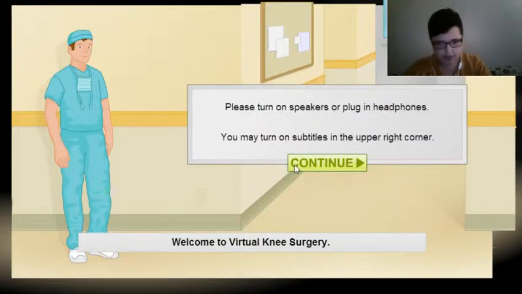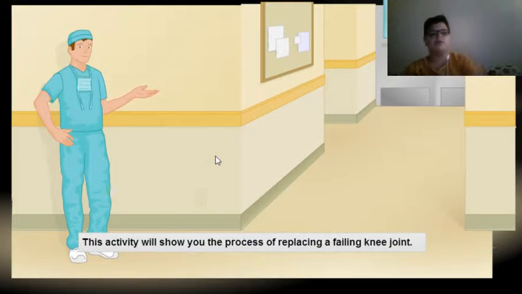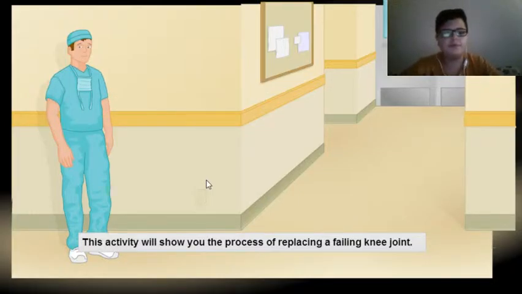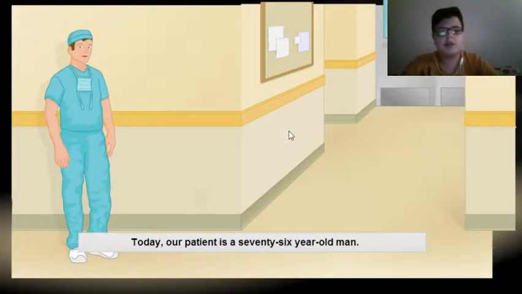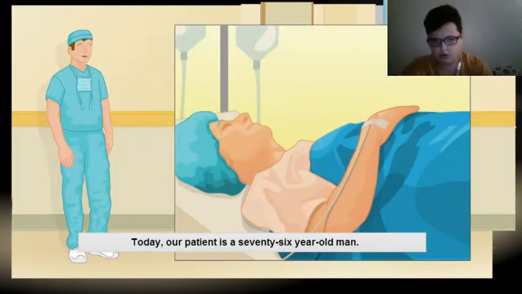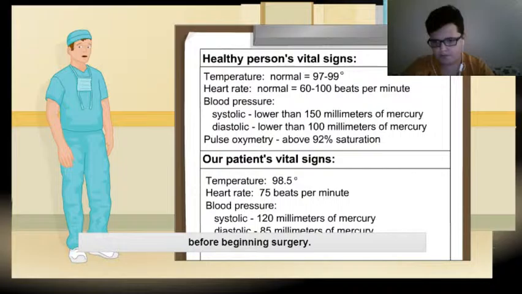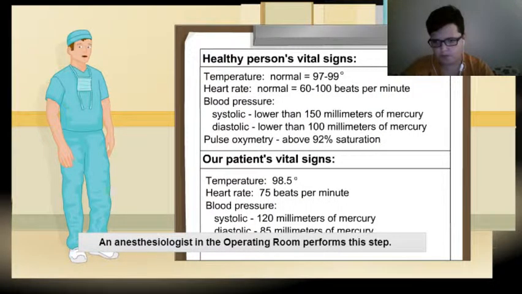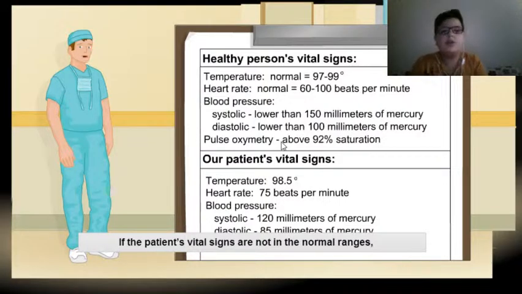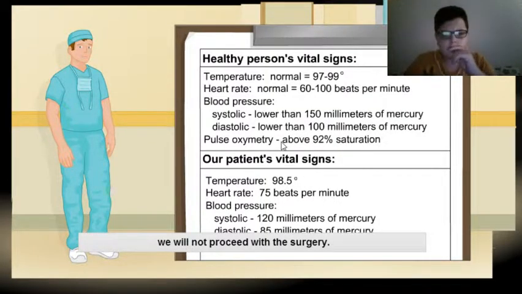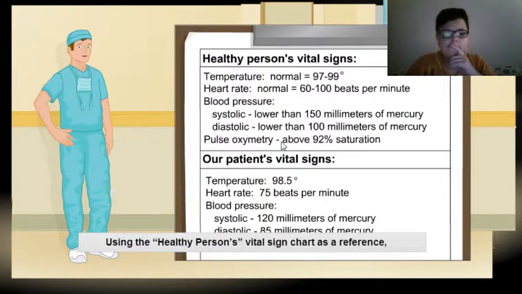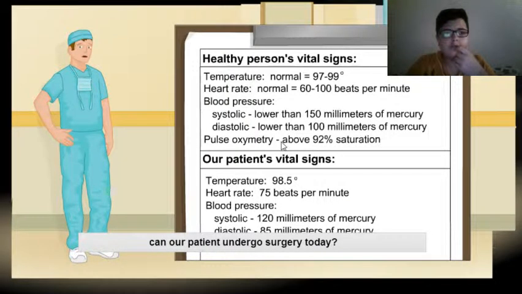Welcome to virtual knee surgery. This activity will show you the process of replacing a failing knee joint. Are you ready? Today, our patient is a 76-year-old man. It is mandatory to check the patient's vital signs before beginning surgery. An anesthesiologist in the room performs this step. If the patient's vital signs are not in the normal ranges, we will not proceed with the surgery. Using the healthy person's vital sign chart as a reference, can our patient undergo surgery today?